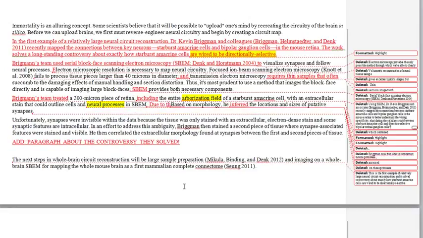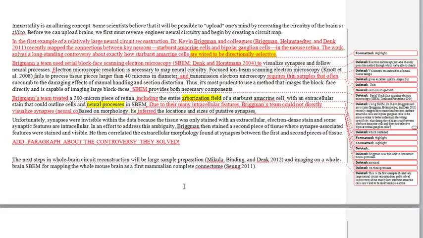So we could add, due to their many intracellular features, I'm just bringing this concept up from below, Brigman's team could not directly visualize synapses. I think that's the idea. So I'm trying to say it just slightly more directly than the author had in the original version. So because they have many intracellular features, and this is an extracellular stain, which we've just said in the previous sentence, so we don't need to repeat, Brigman's team could not directly visualize the synapses.